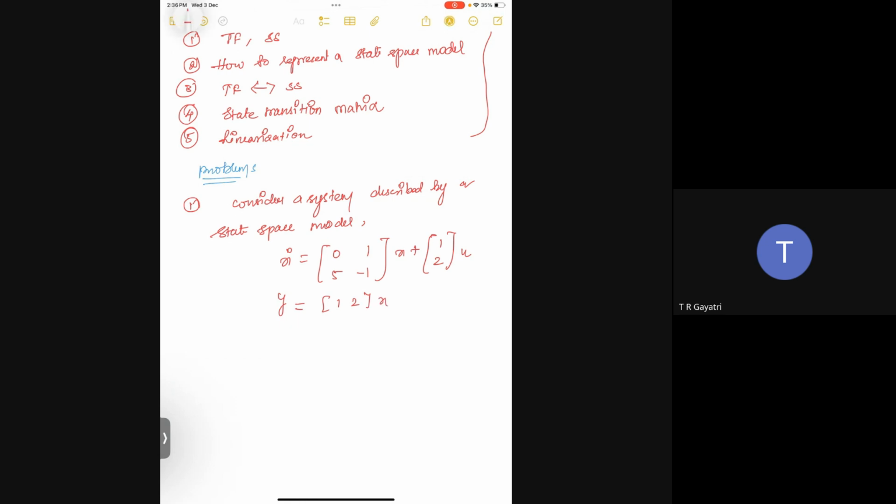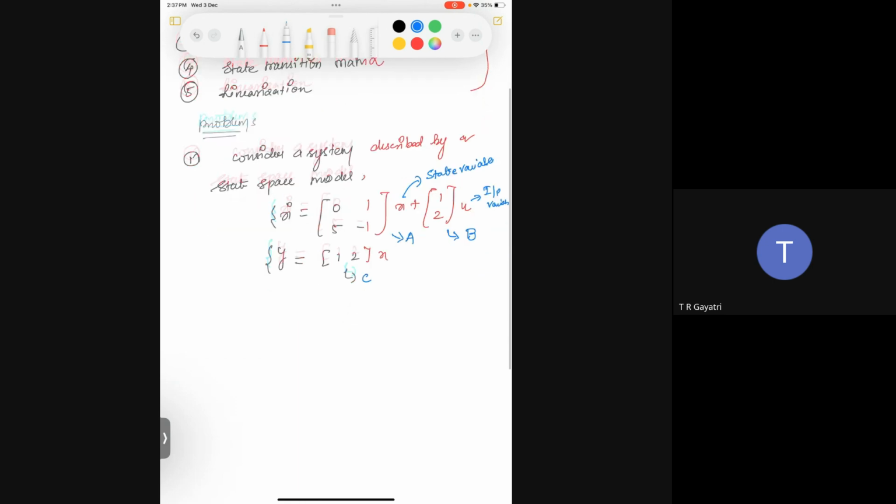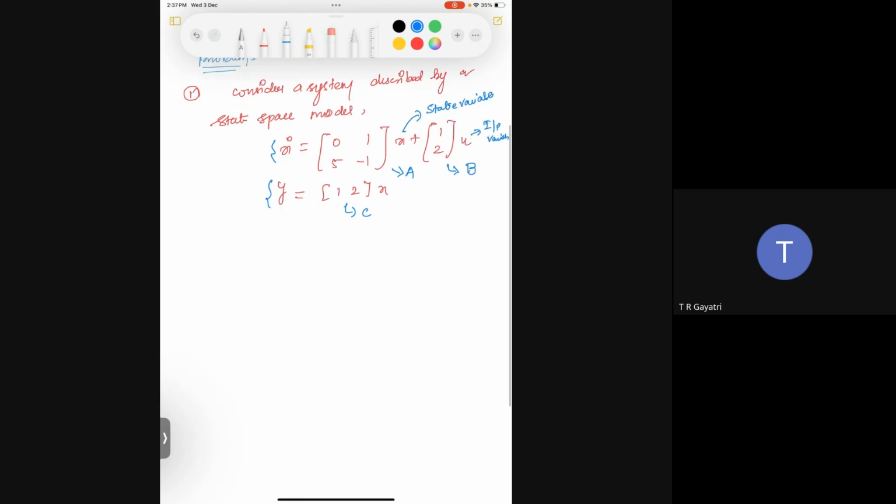Now, can you identify the name of the matrices here? What is this matrix called? How do you identify this? The state matrix. State matrix A or state transition matrix. This is the input matrix B. This is the output matrix C. And this is your state variable. This is your input variable. And these are all state transitions or state trajectories that you can see, how over a period of time or over a period of iteration, the states change from one point to another point. That trajectory information will be held here.